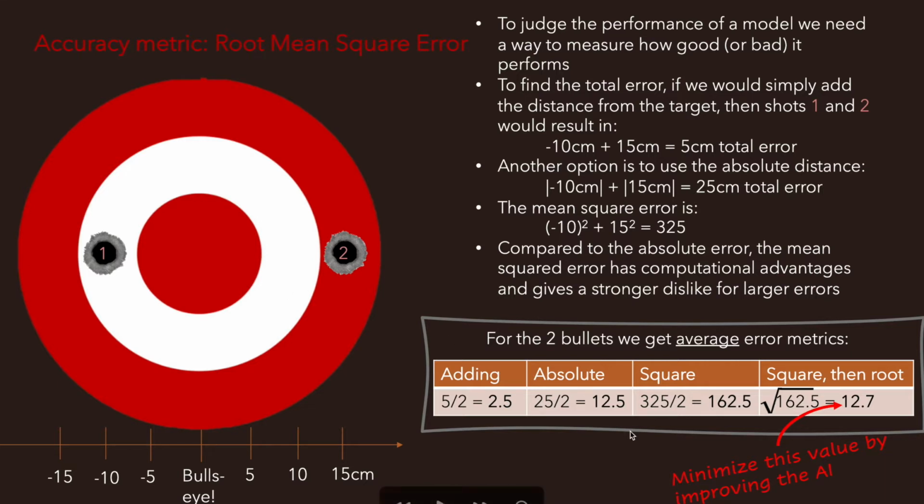However, there is another way of doing it, which is taking the square. So I'm going to square 10, which is 100, plus 15 squared. Then you get 162.5. If you divide it by 2, because you want the average error, and then take the root, you get 12.7. This is pretty close to the absolute error, and it's kind of in the middle of both errors as well.